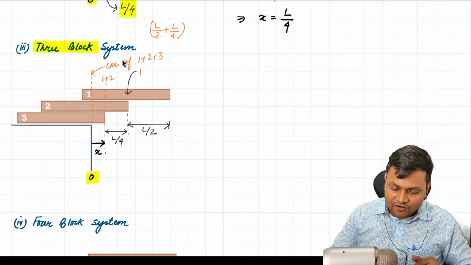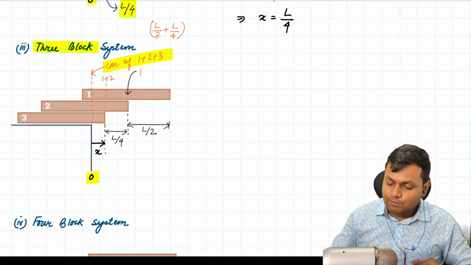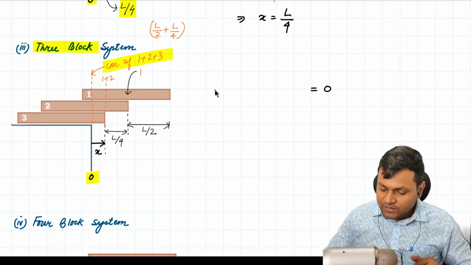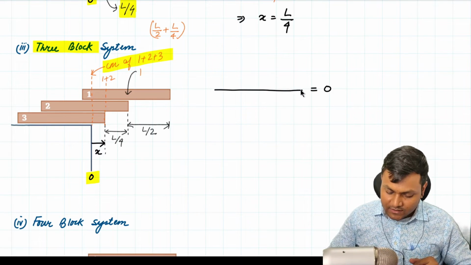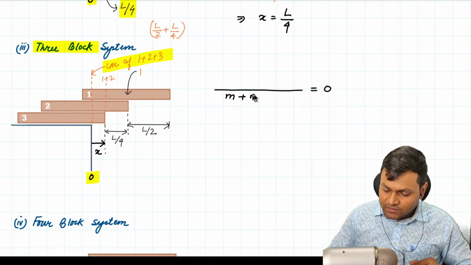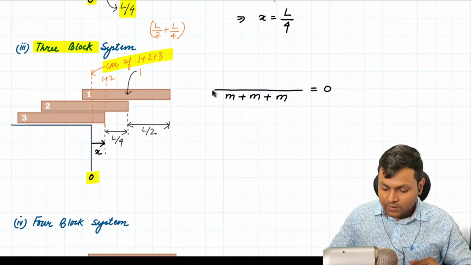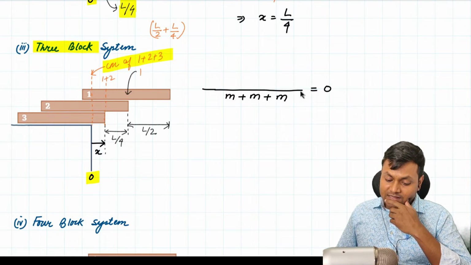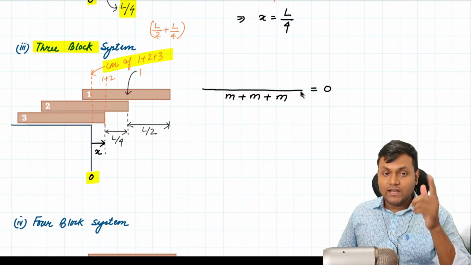So then the center of mass of 1 plus 2 plus 3 is simply equal to 0 in the x-axis, right? So on the bottom denominator, I'll simply consider mass of 1 plus mass of 2 plus mass of 3, right? And on the numerator, I'm going to consider the mass or the center of mass of 1 and 2.